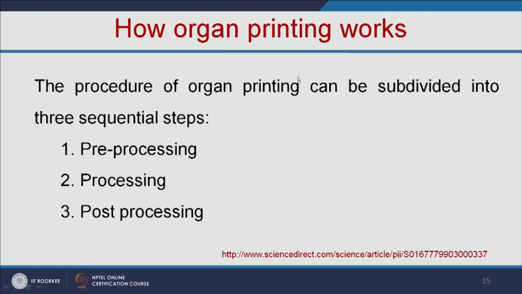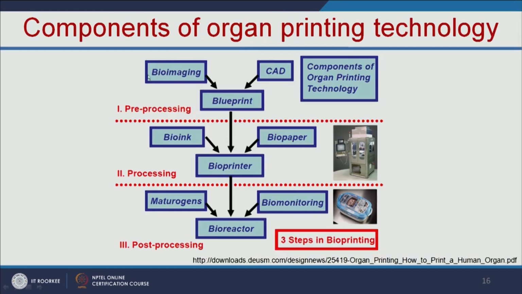So, how does organ printing work? The procedure of organ printing can be subdivided into three sequential steps. The first step is pre-processing, the next is processing, and the third is post-processing. Let us see these steps in detail. In pre-processing, first you do the bioimaging of the particular organ, then based on the CAD you make the blueprint of the particular organ.